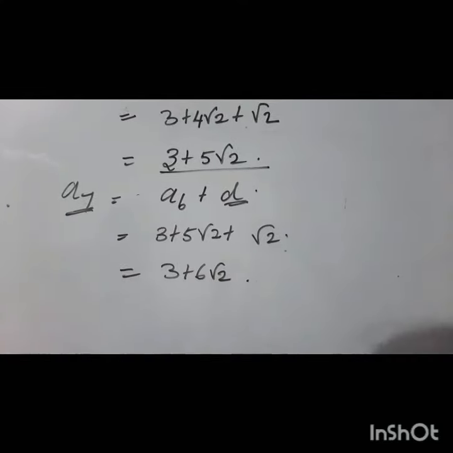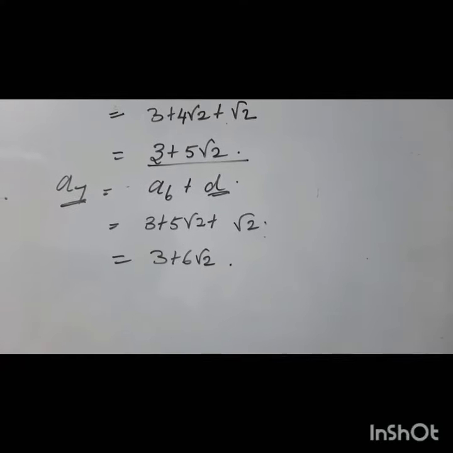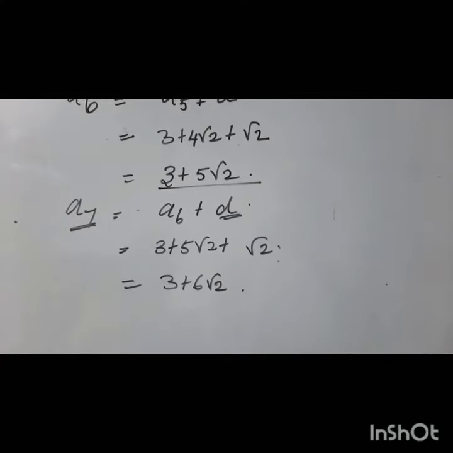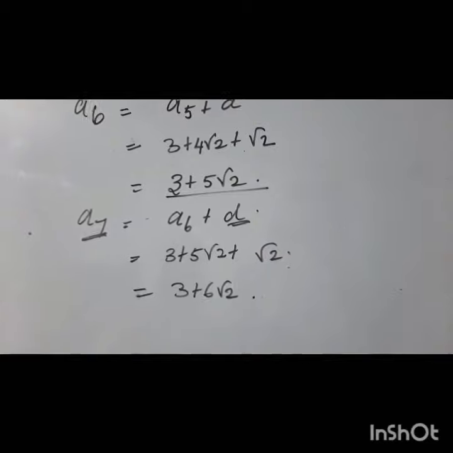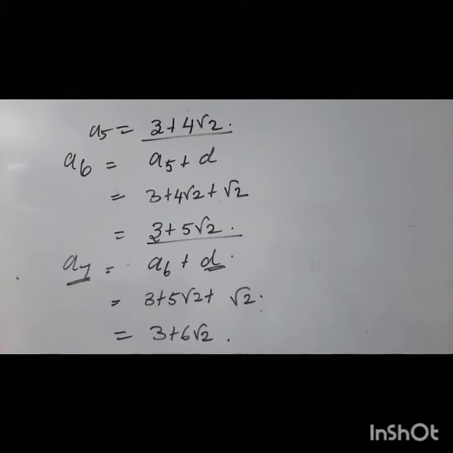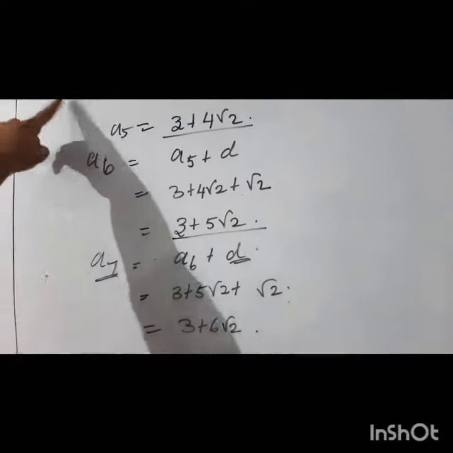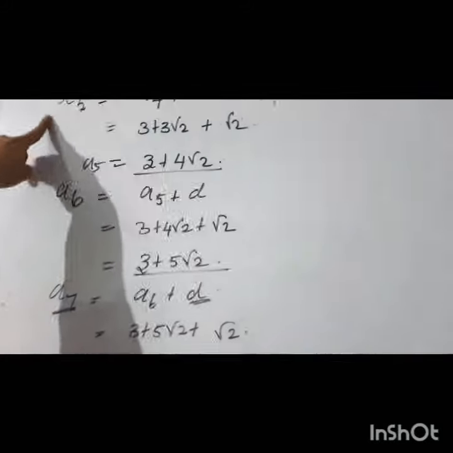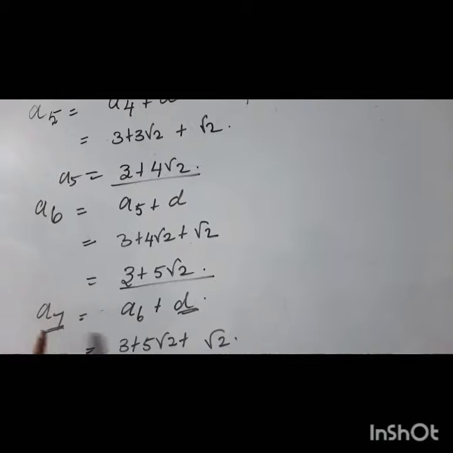As far as this sum is concerned, we checked whether the given series of numbers forms an AP or not, and we confirmed that yes, it forms an AP with the common difference root 2. After confirming that it forms an AP, we need to find out the next three terms. So we found out A5, A6 and A7.